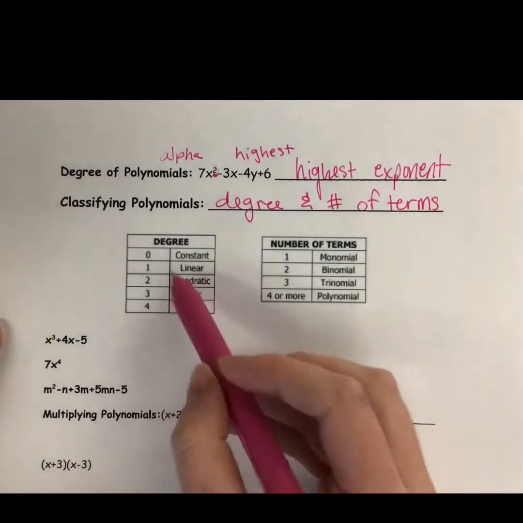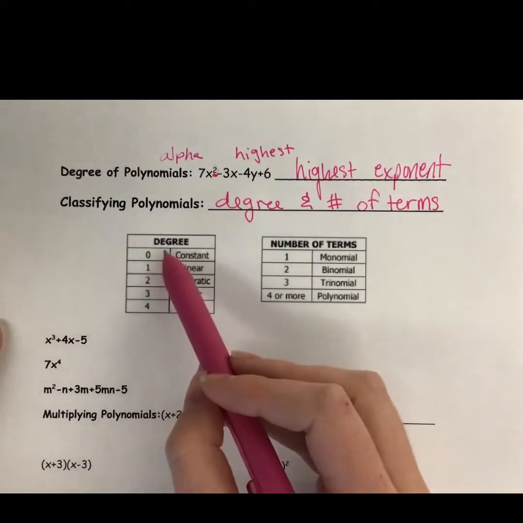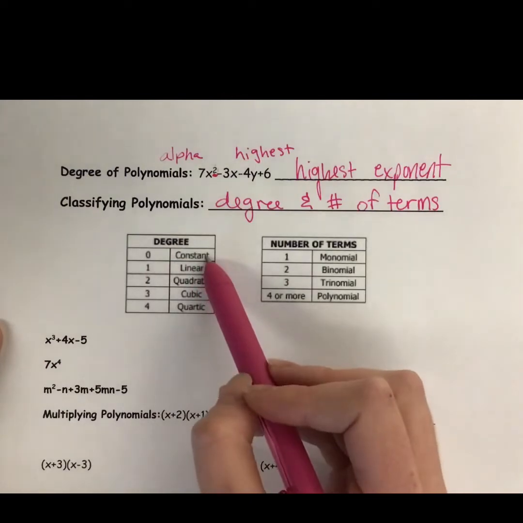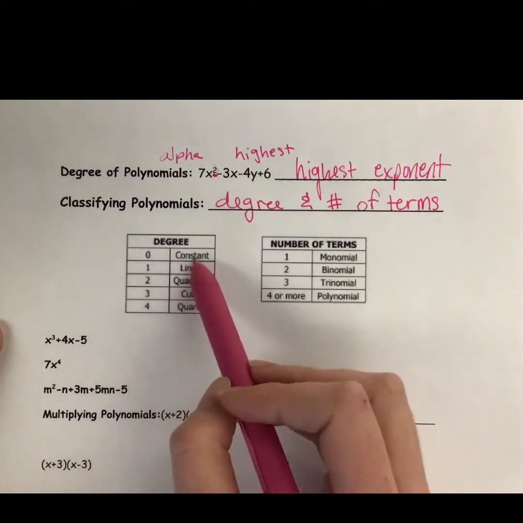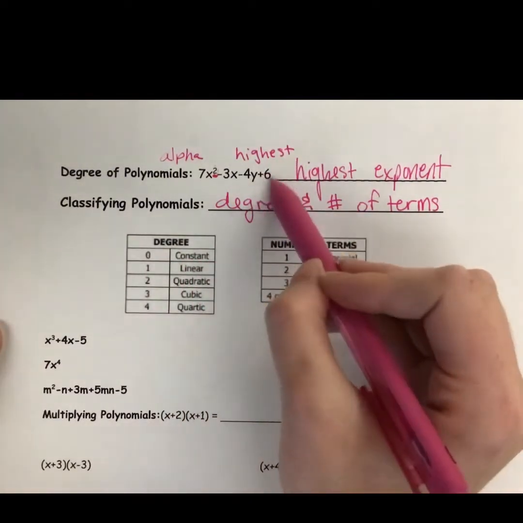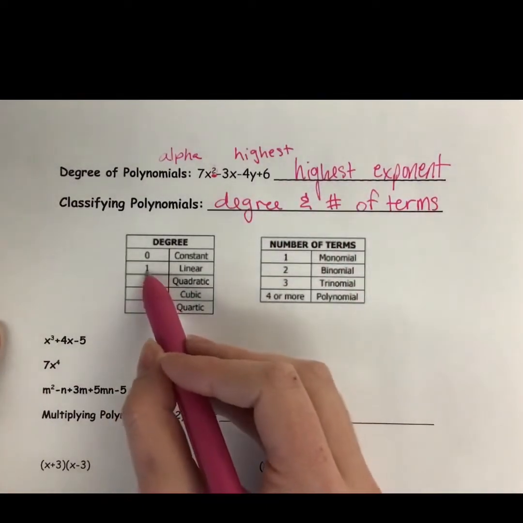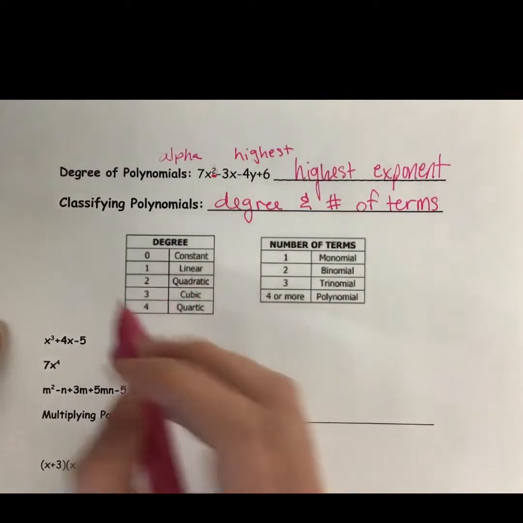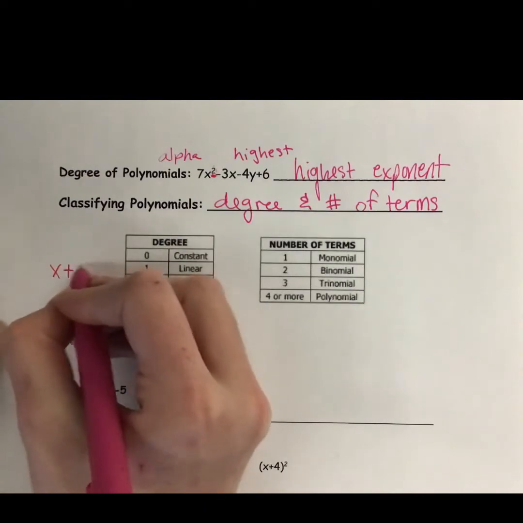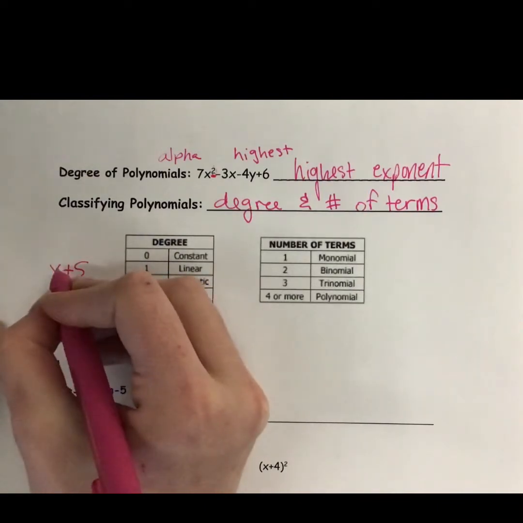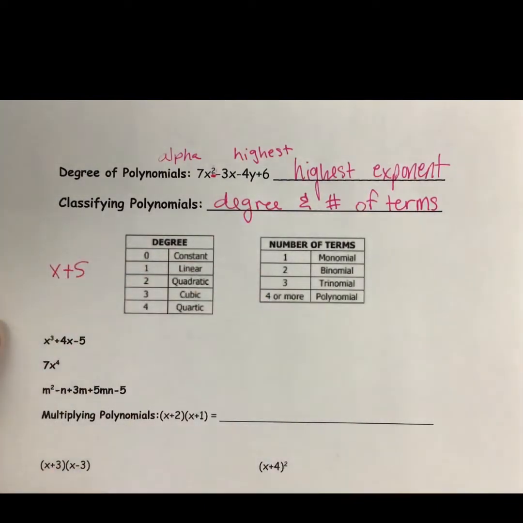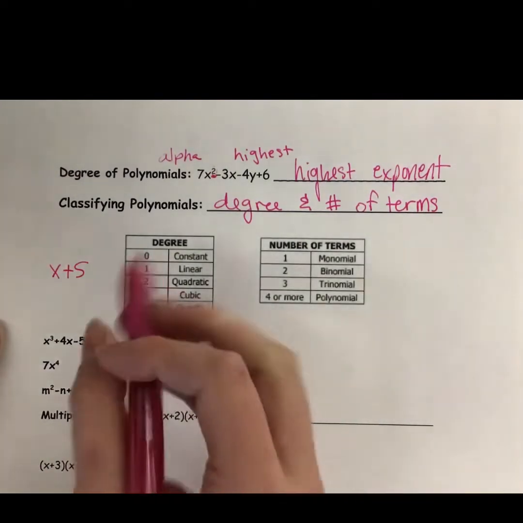So I've got my quick little chart here that says what degree is with its name. So 0 is a constant. That would be just like my plus 6 up here. A degree of 1 is a linear term, so that's like our x plus 5. This x is linear. That's why we call those linear equations. They made a straight line on our graphs. We talked about those in the past.